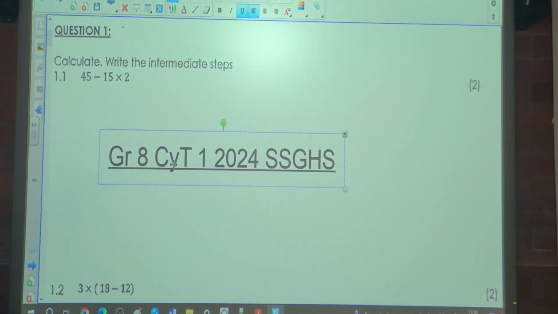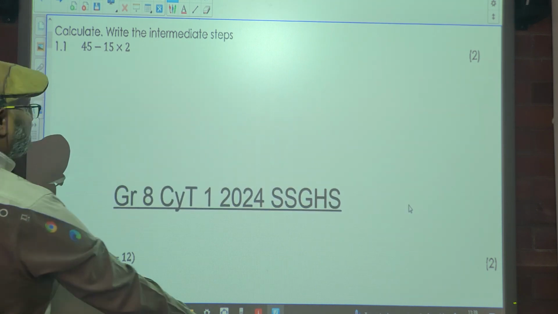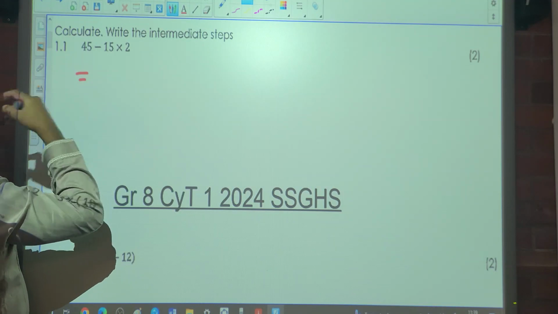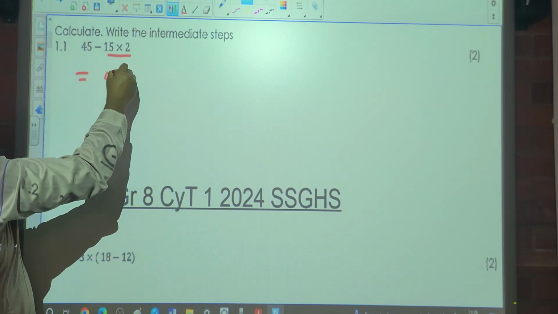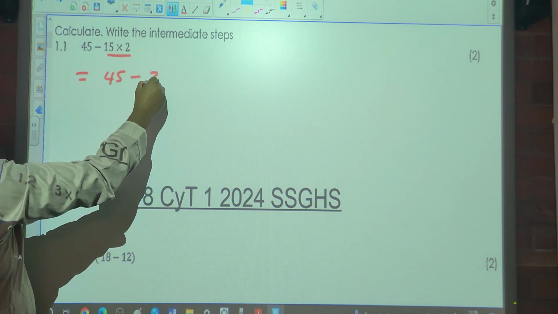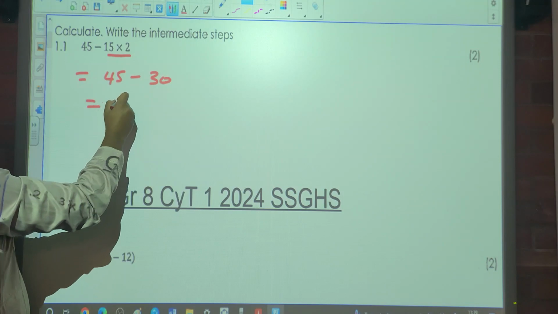So let's go. The first question says calculate and write the intermediate steps. So where do we start? According to BODMAS, we have to do multiplication first. So it's going to be 45 minus 15 times 2 is 30. 50 minus 45 minus 30 is 15.